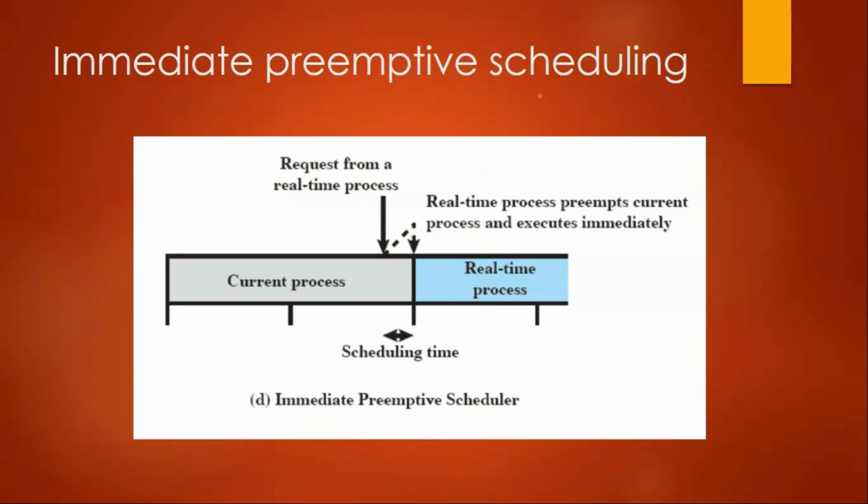Lastly, the immediate preemptive scheduling. The real-time process is preempted and executed immediately. Just like the previous scheduling, the current process does not have to run to completion, and the real-time process will be executed. However, there is no preemption point. The operating system responds to an interrupt almost immediately.